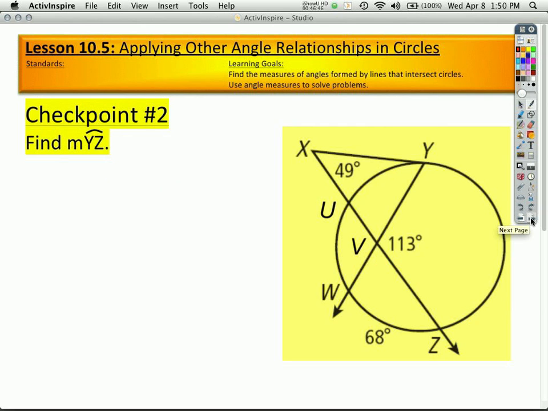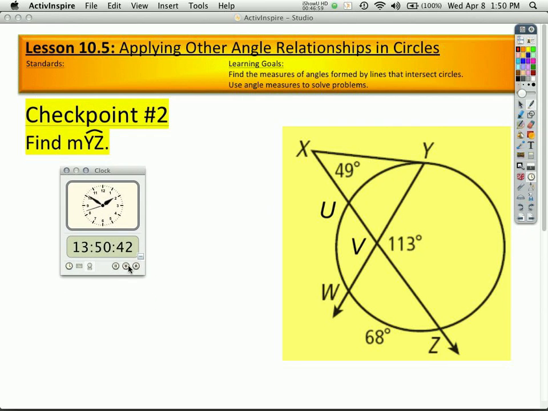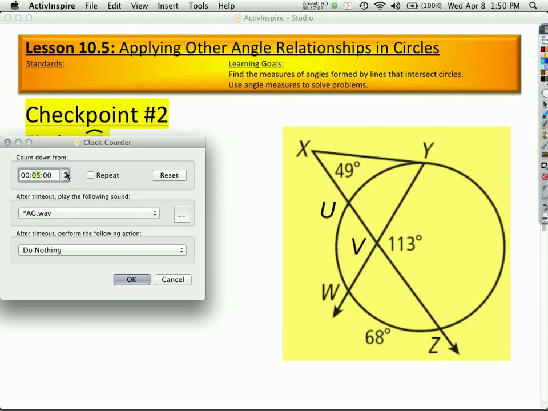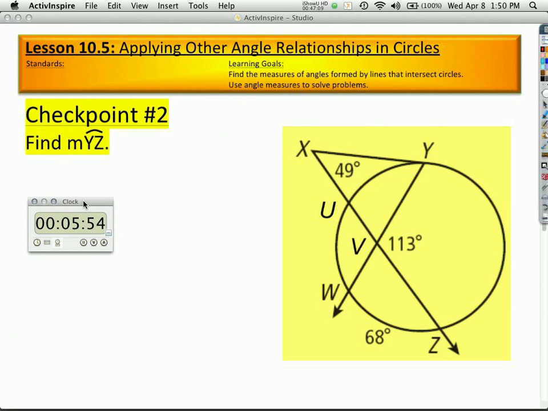Checkpoint number 2. Find the diagram on your paper and find me the measure of arc YZ. This is a higher level question, so I'm going to put 6 minutes on the clock. I would like you to work independently for at least 2 minutes of that on your own. You may engage in dialogue with your teammates if you feel like it will help you after 2 minutes. So please work independently to start. Of course, you can ask me anything you'd like, any guidance you need.